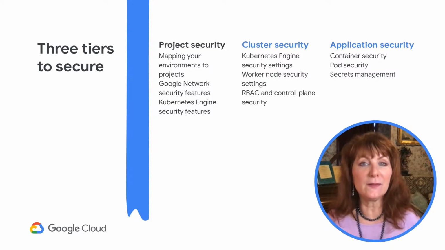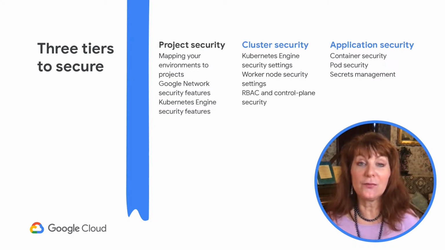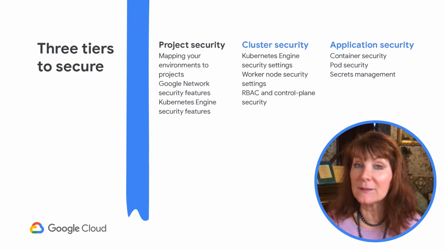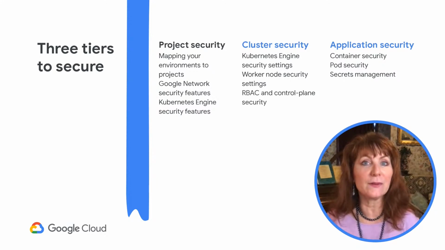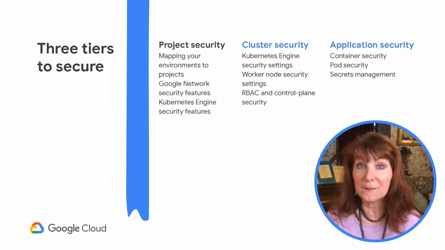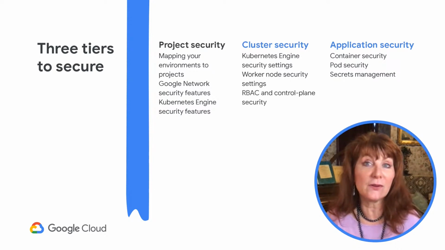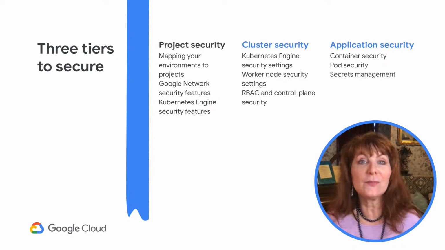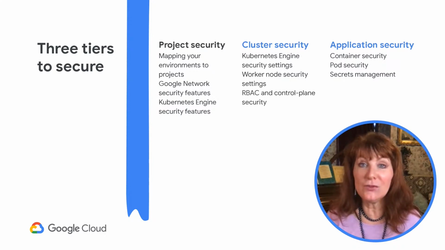And there are 3 tiers to secure your clusters and your projects. First and foremost, there are project level considerations. For example, how will they map to environments? How many projects will be used? Google Network Security features, such as what types of access are required for each. And Kubernetes Engine security features. Not all are specific to Kubernetes, but these do have implications for cluster design.